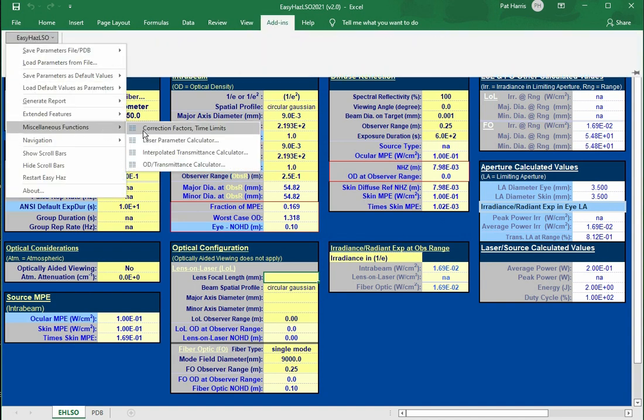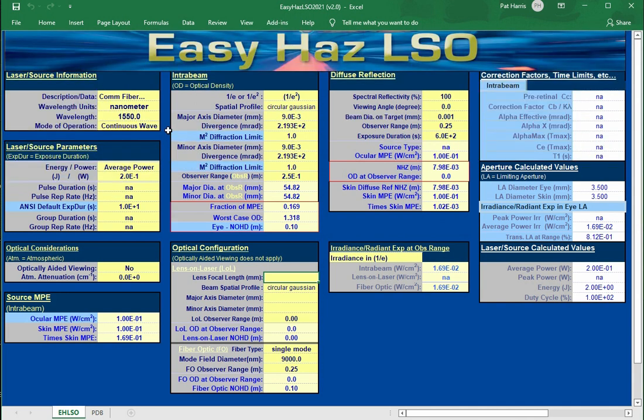Go back to miscellaneous functions. I'll set this back to correction factors and time limits, and that really is about all we want or need to talk about here. Not a lot else. We could look at this irradiance, but this is such a low irradiance that if you wanted to use something as a barrier, you could pretty much use anything you want here, from a piece of cardboard, paper, whatever, so long as it's securely fastened so it doesn't move if you are using it as some type of barrier.